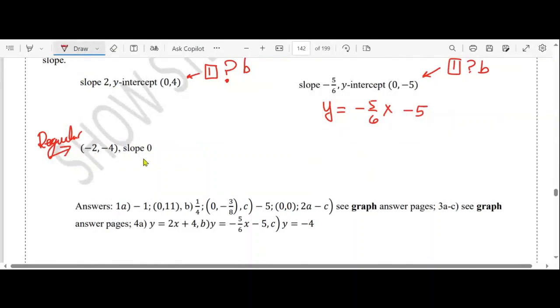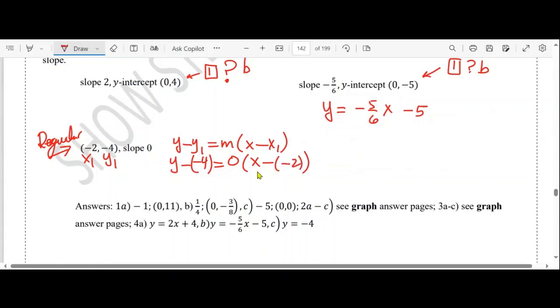Why? Because I have to do it like this: y minus y1 equals m times x minus x1. You remember we have two formulas, right? So how much is x1? And how much is y1? And how much is the slope? It doesn't matter, it's just y equals -4. So the whole thing multiplied times 0, right? So the whole thing is what? 0, right? So if I move 4 to the other side, it's going to be what?